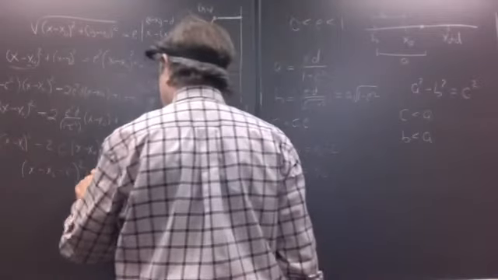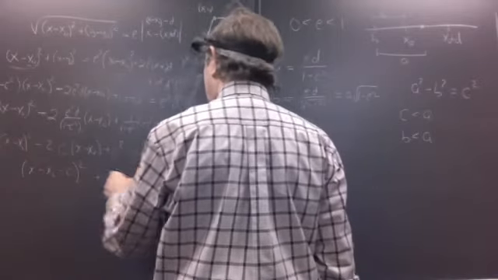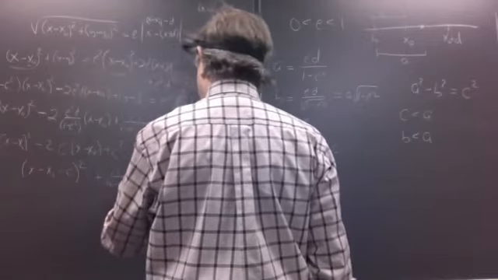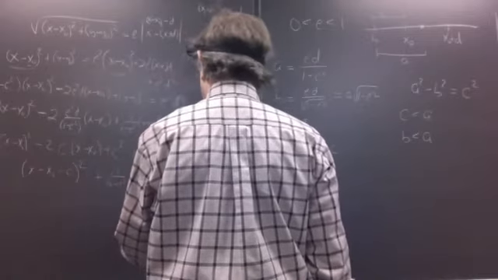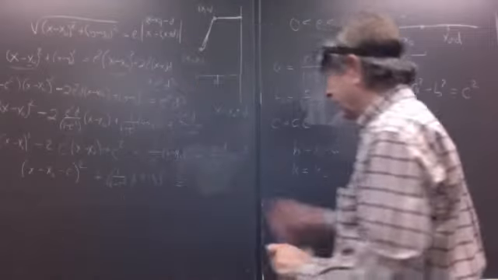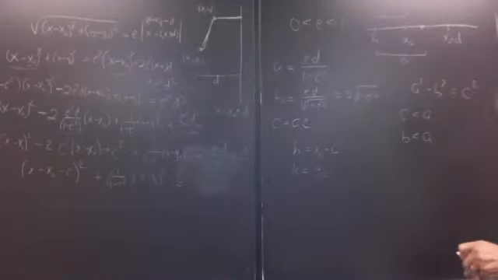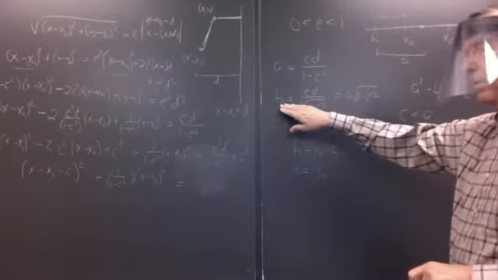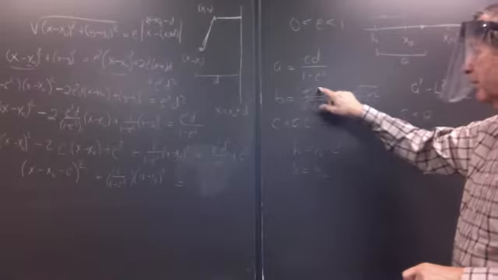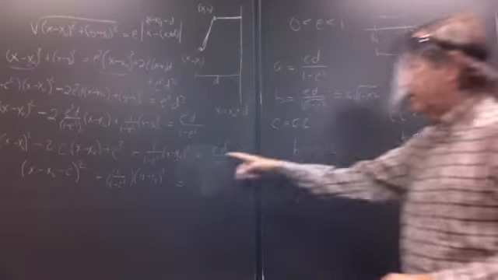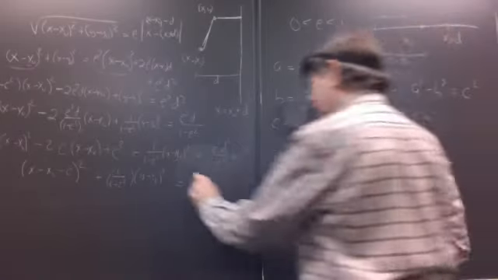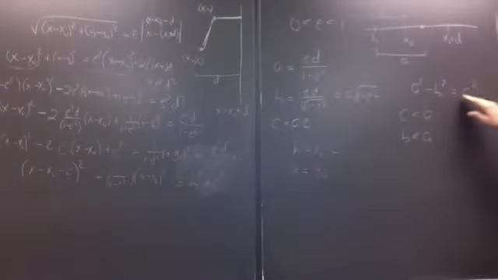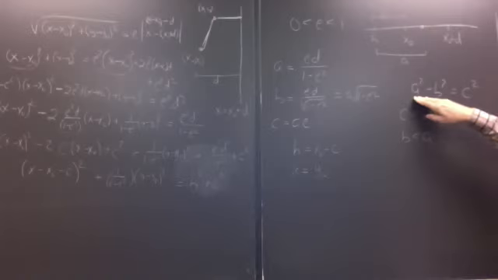Plus, now I've got 1 over 1 minus e squared. That's still kind of messy. Y minus y naught squared. And over here, I want to see what to do with that thing. Well, what is b squared? B squared is e squared d squared over 1 minus e squared. That's that. So this becomes b squared plus c squared. But b squared plus c squared turns out to be a squared.